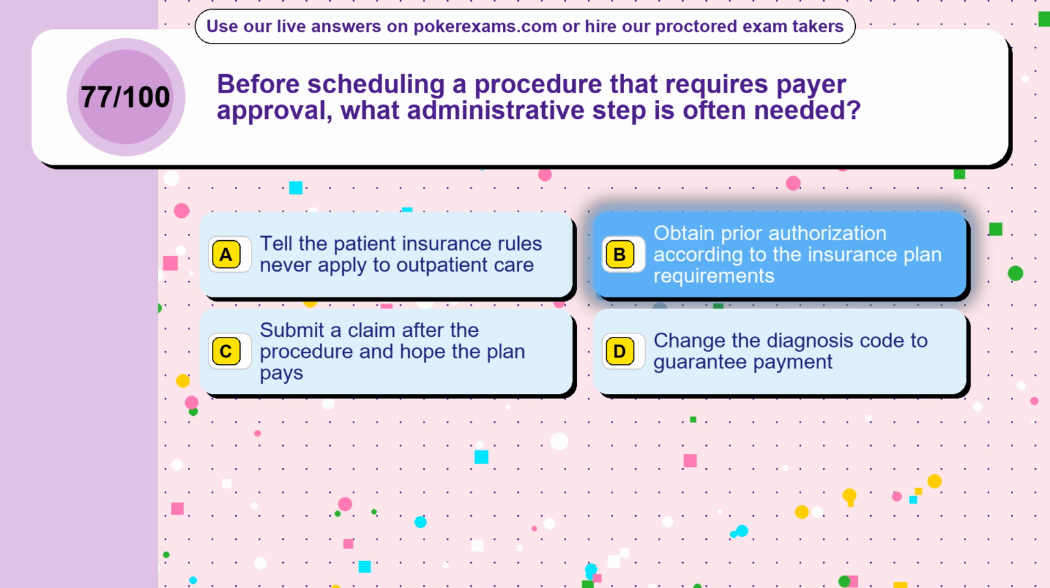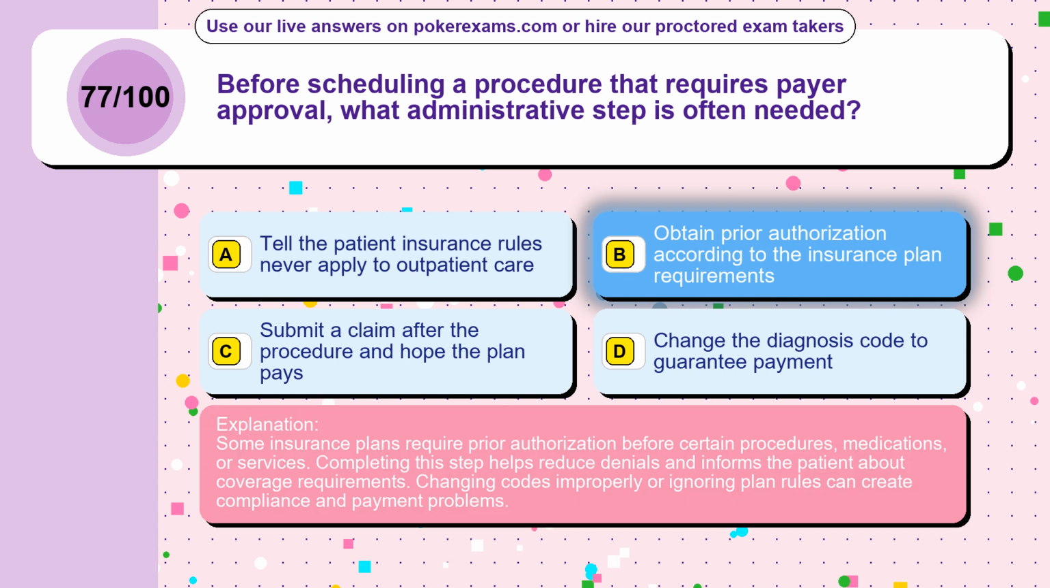The correct answer is option B. Obtain prior authorization according to the insurance plan requirements. Some insurance plans require prior authorization before certain procedures, medications, or services. Completing this step helps reduce denials and informs the patient about coverage requirements. Changing codes improperly or ignoring plan rules can create compliance and payment problems.